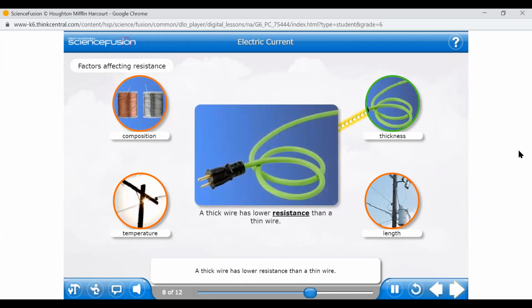A thick wire has lower resistance than a thin wire. Think of a water hose. A thick hose allows more water to pass through it and has less resistance than a thin hose. That's why high power lines and electrical cables are so thick compared to the wire filament in a light bulb.